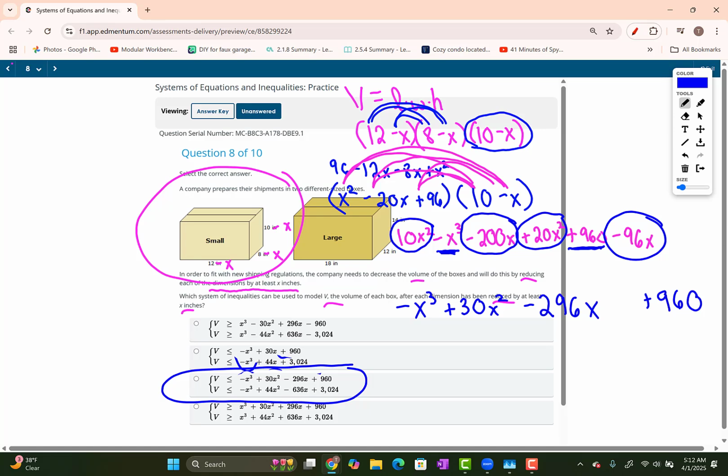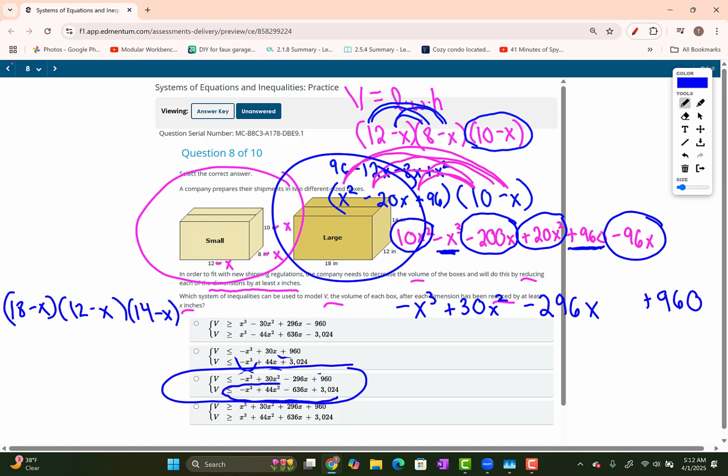We don't even, thankfully, need to go through this process for the large box, but it would be the exact same process. We'd be multiplying the dimensions of 18, 12, and 14. We'd be rewriting them as 18 minus x, 12 minus x, and 14 minus x. If you want the practice, you can go and multiply them together. Ultimately, you know the answer choice should be this expression at the bottom.